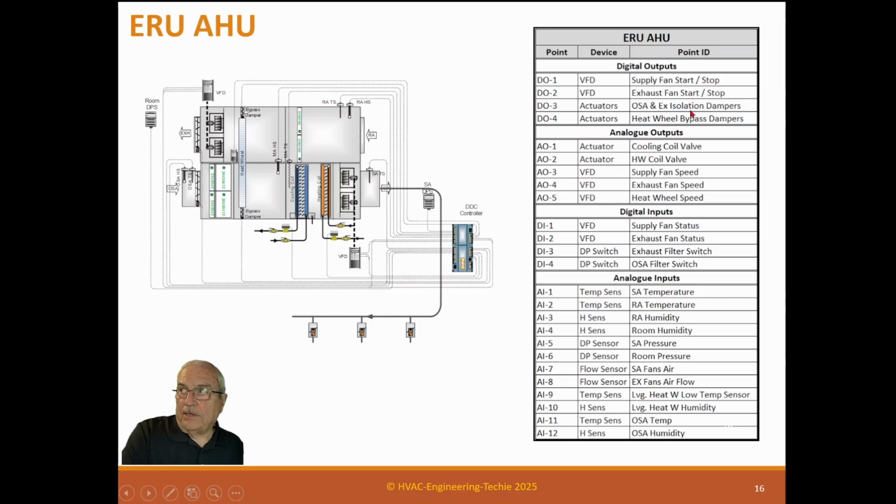DO3 is the outside air and exhaust isolation dampers. These isolation dampers we want off when the unit's off. We want on when it's on. And DO4 is the heat wheel bypass dampers.